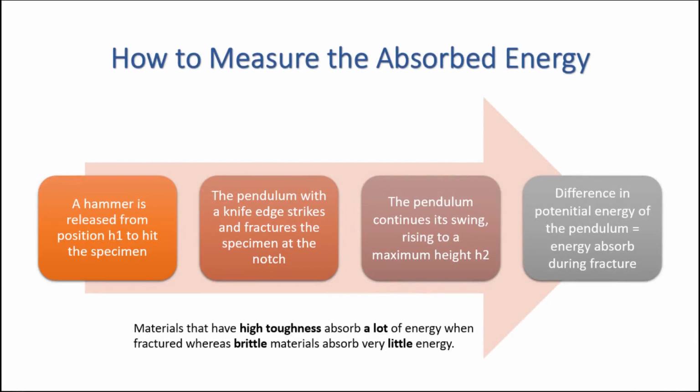So how do we measure the absorbed energy? Firstly, a hammer is released from position H1 to hit the specimen. Then, the pendulum with a knife edge strikes and fractures the specimen at the notch. The pendulum will continue to swing and rise to a maximum height of H2.